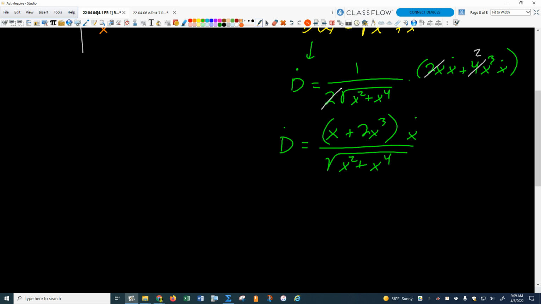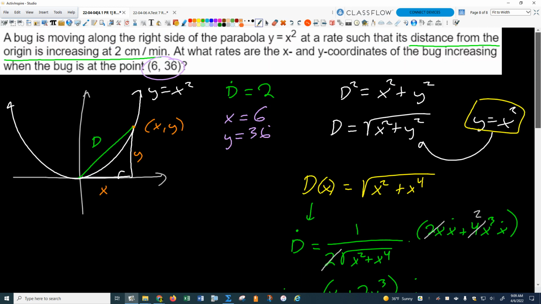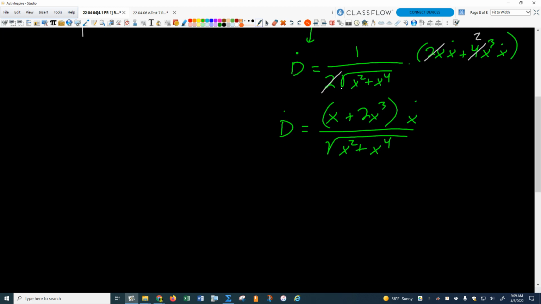I'm trying to find x dot, and I know d dot, and I know x, right? So at this point, I could just plug and chug. I could plug in all those values and solve for x dot, okay? So what happens if we do that? x is 6, and d dot is 2.